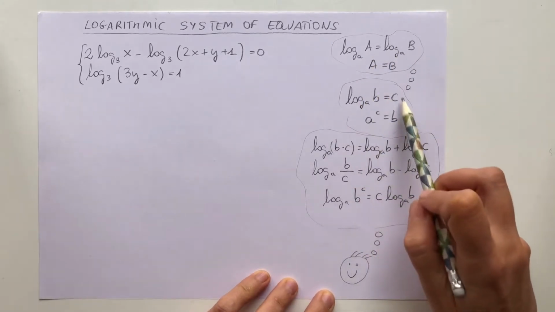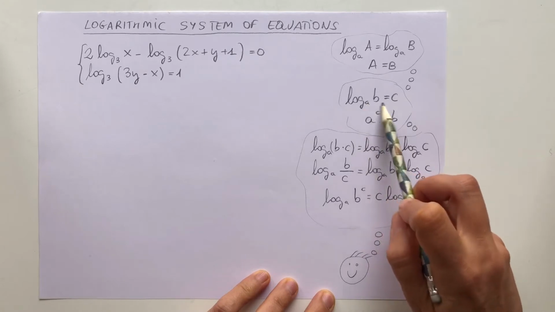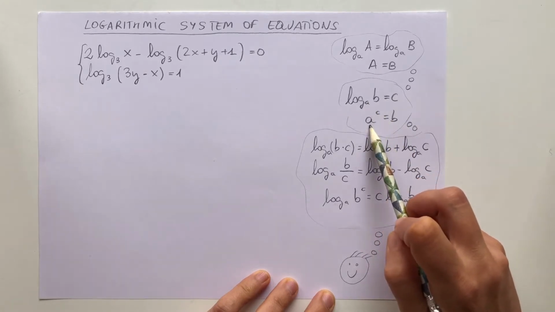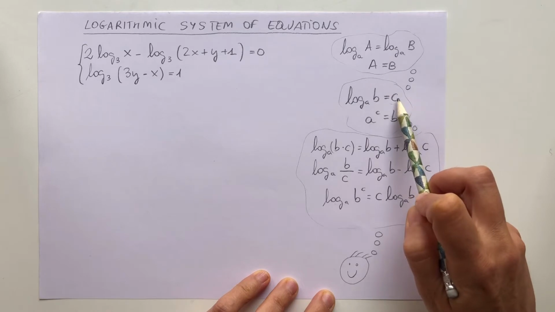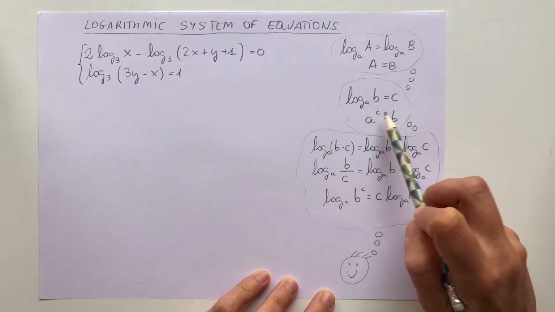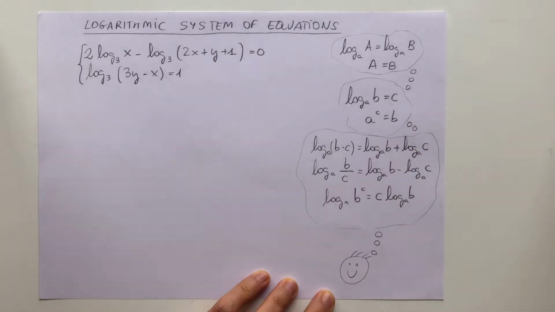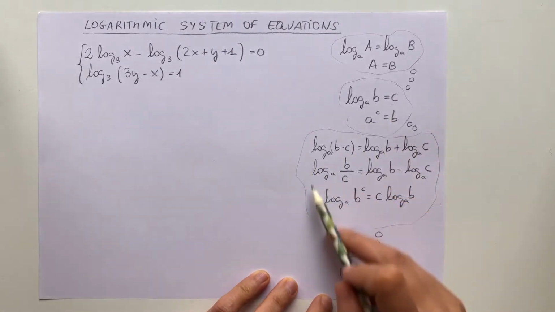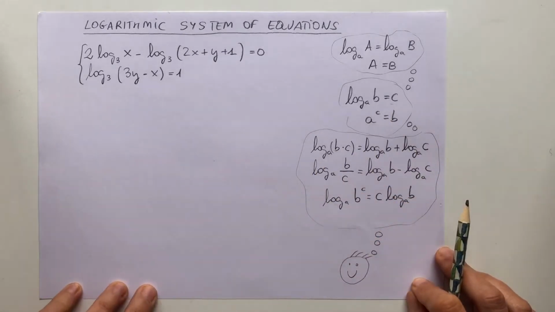This is the definition of a logarithm. We can write this as a power. The base of the power will be the same. Remember that the result is the exponent I need for that base so that I obtain B, which is inside the logarithm. And here we have the properties of logarithms.